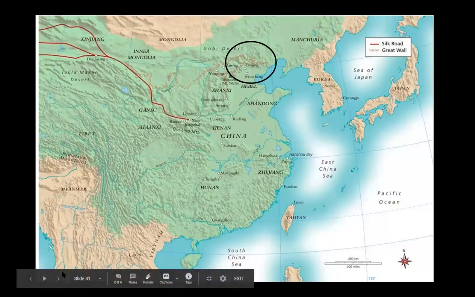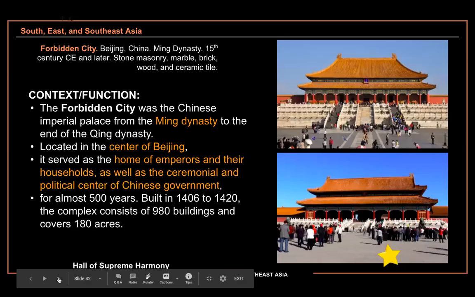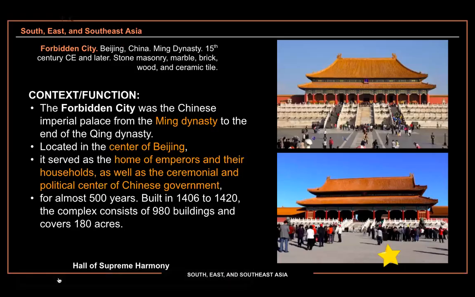Right? So we're going to move up to Beijing, and we're going to end today. Oh, actually, let's see, maybe end today. We'll see how far we get. We do have one more image after that. We're going to be at the Forbidden City, right?